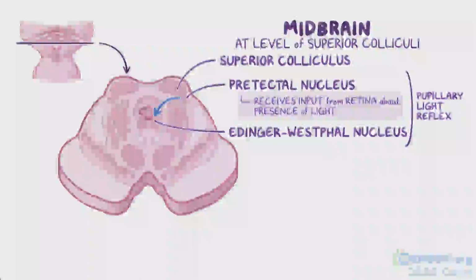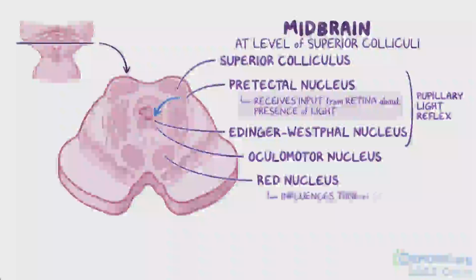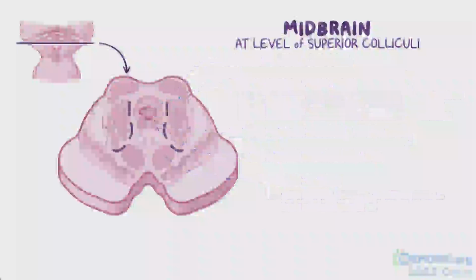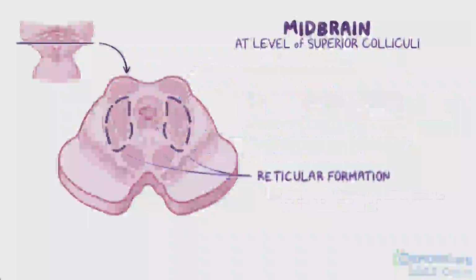These two nuclei are involved in the pupillary light reflex. In the ventral region of the central gray matter, near the middle, are the oculomotor nuclei as well. Ventrolateral to them, in the tegmentum, there are two large nuclei called the red nuclei, which influence the tone of contraction for flexor musculature. Lateral and posterior to the red nucleus is the reticular formation.